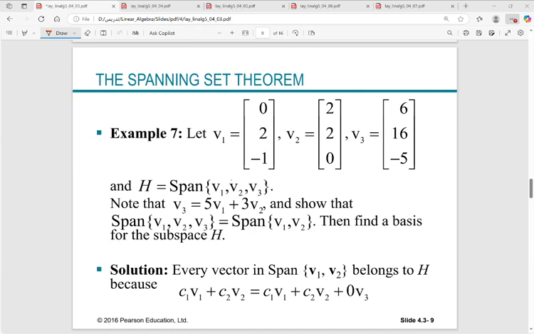What about the second condition? The second condition says that V1 and V2 should be linearly independent, and they are. So V1 and V2 satisfy both conditions of a basis. So they form a basis for H, right? So a basis for H consists of V1, V2. Is it clear now?